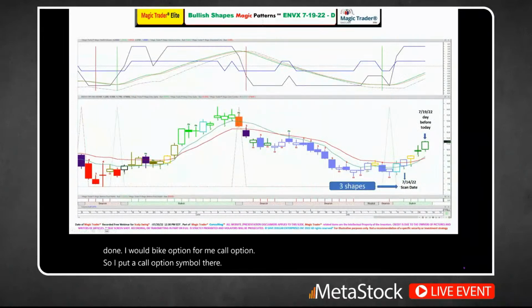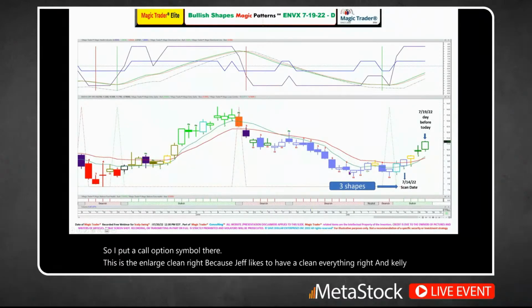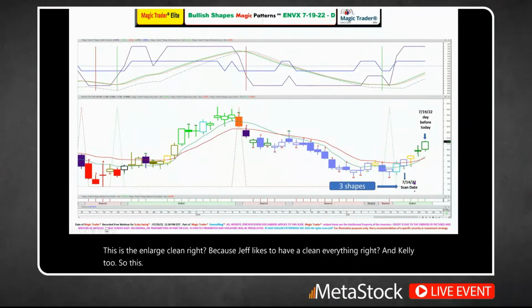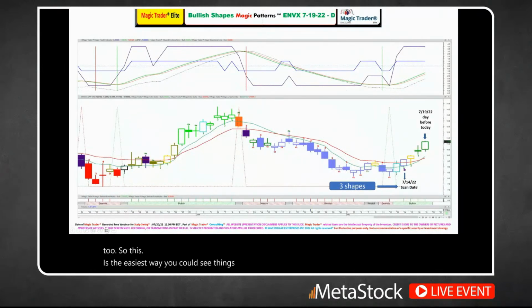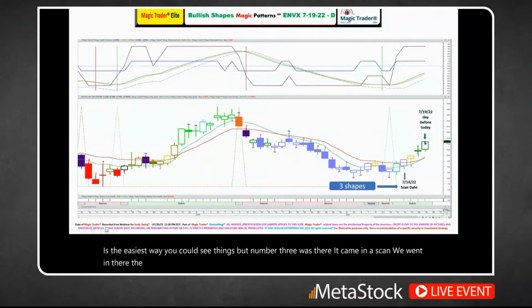Now, this is the enlarged, clean view, right? Because Jeff likes to have everything clean, right? And Kelly too. So this is the easiest way you could see things. So number 3 was there. It came in a scan. We went in there. The yellow bar came in the next day. Look what happened as of yesterday. I don't know what happened today. If we have time, we're going to look at that.